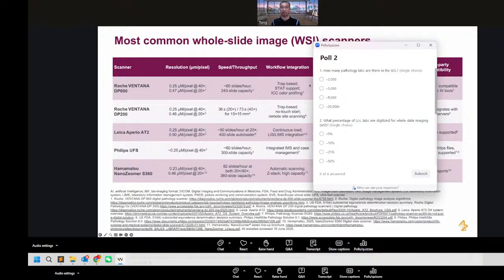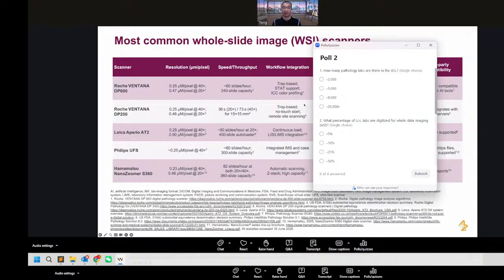Okay, I see. About 40% of the audience guessed about 5,000 pathology labs in the US. Based on the 2023 data, it was roughly 9,000. So that is how many pathology labs we're talking about. It's not realistic to digitize every single lab, because throughput and a lot of other factors differ.